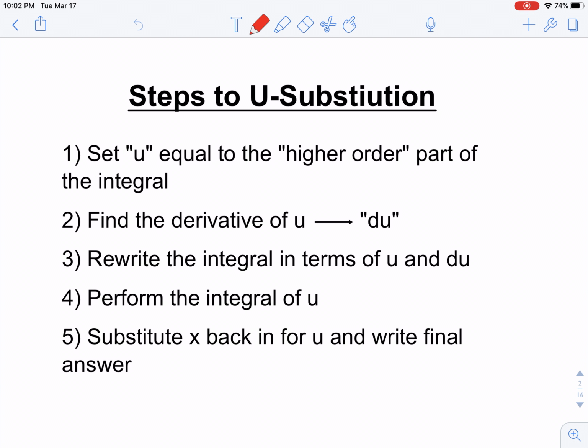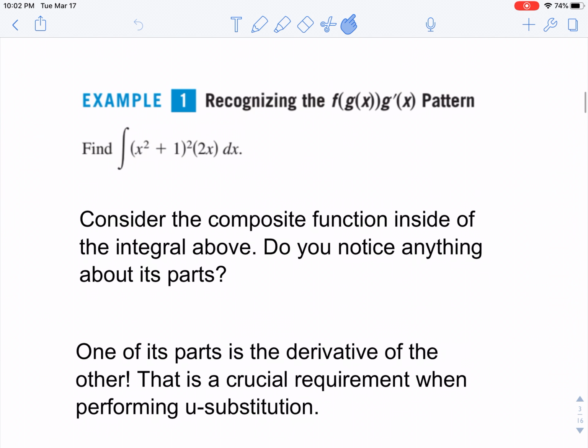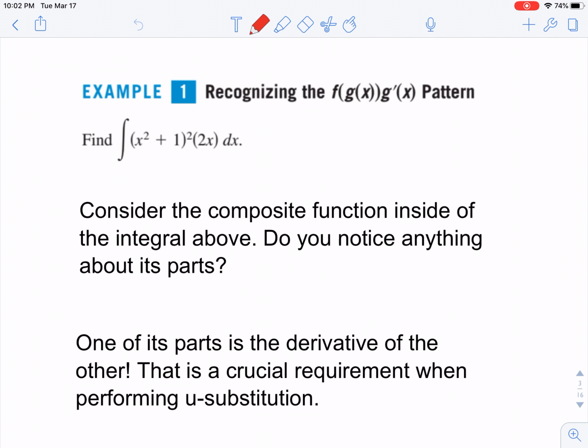Then we're going to rewrite our integral. We're going to take out all the x variables and swap back in u's and du's. And we're going to take out the x and dx. Then we're going to do the integral of u, and then finally at the very end you swap out the u's and put back in the x's. Okay, that's pretty confusing, so let's try an example.